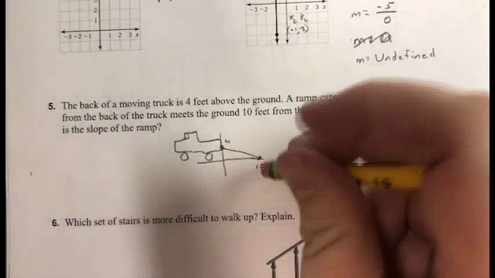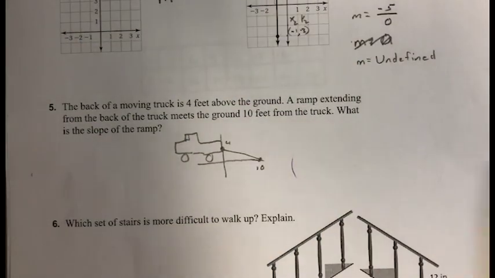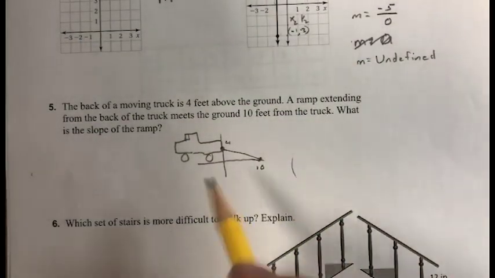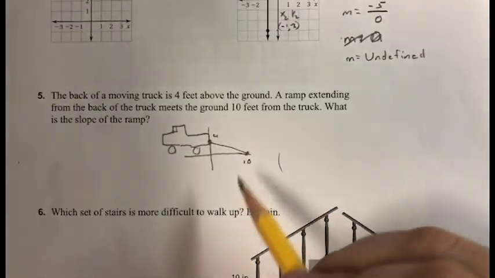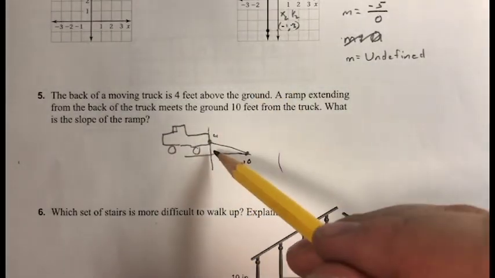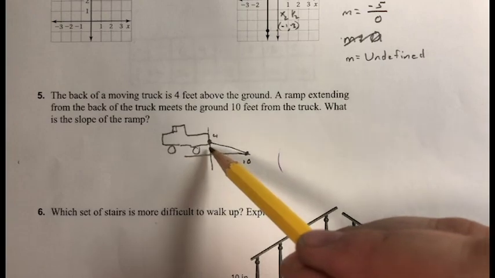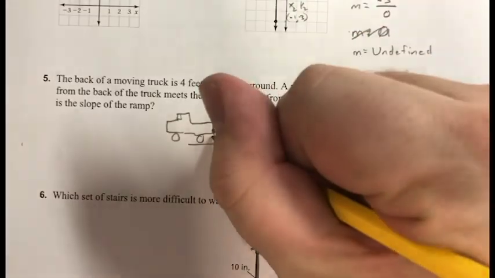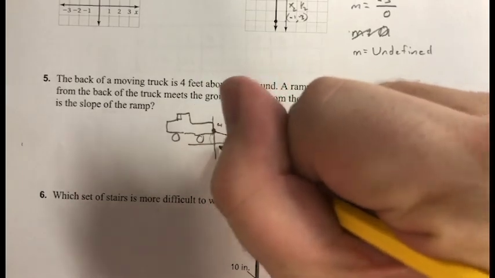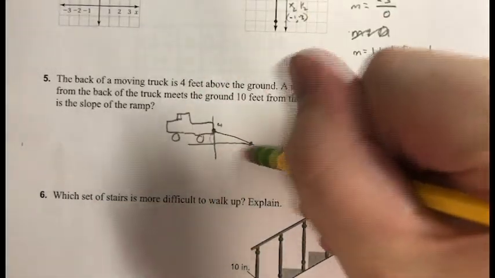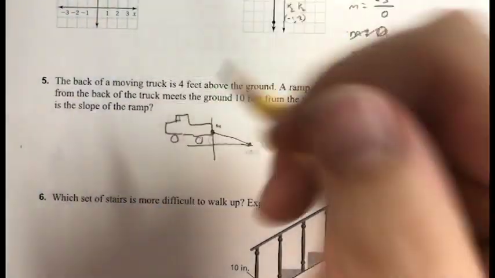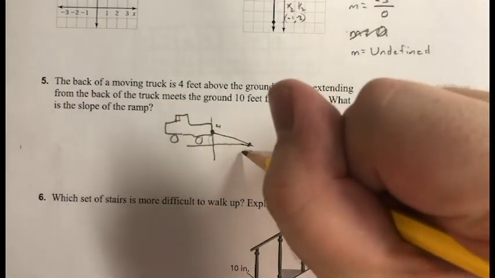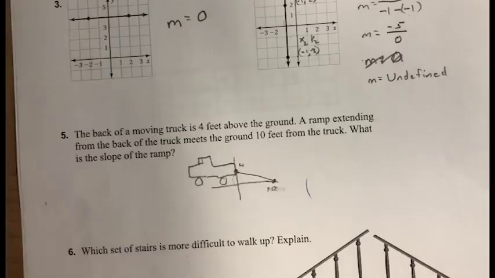Now I'm going to help you with the picture, but I'm not going to help you with anything else. Your job is to figure out the slope of this thing. So kind of picture this on a Cartesian plane and what these actual ordered pairs might be. So you know that from here to here is 4, you know from here to here is 10. So what's the slope? And there is another easier way of doing it, but I'm going to let you figure that out.